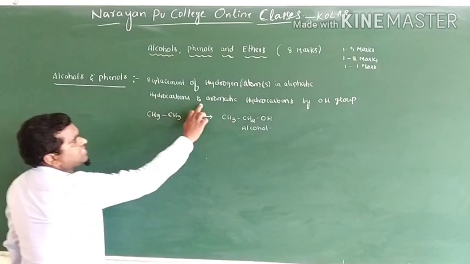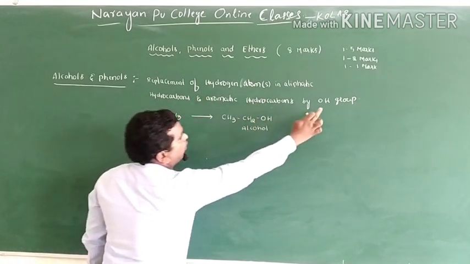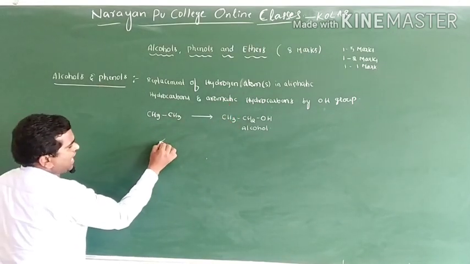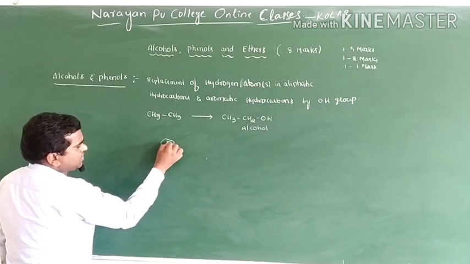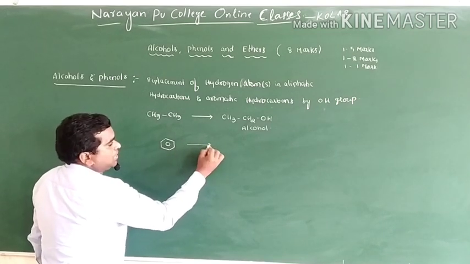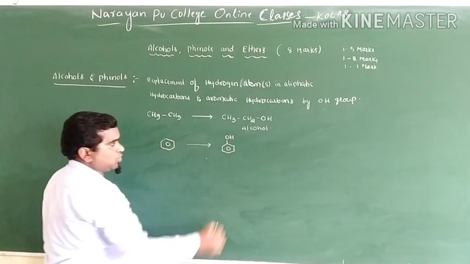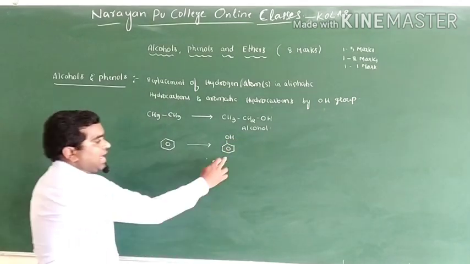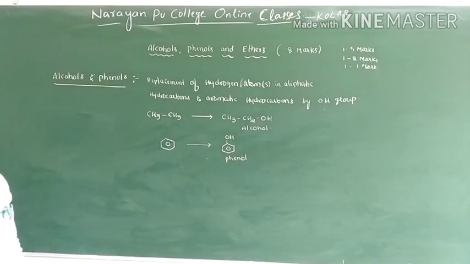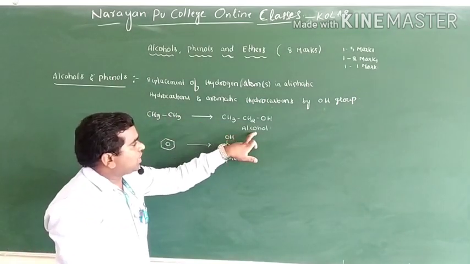In the same way, second one, aromatic hydrocarbons. When one hydrogen atom is replaced by one OH group in an aromatic hydrocarbon, it gives phenols. Suppose I simply take benzene, an aromatic hydrocarbon, and a hydrogen is replaced by the OH group; you will get an aromatic alcohol called phenol.